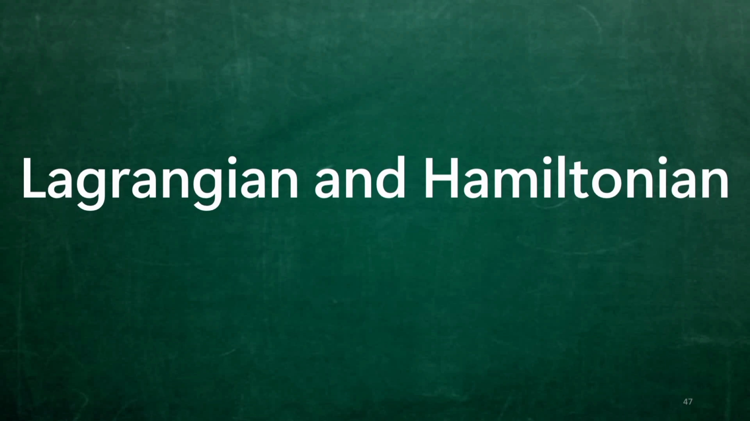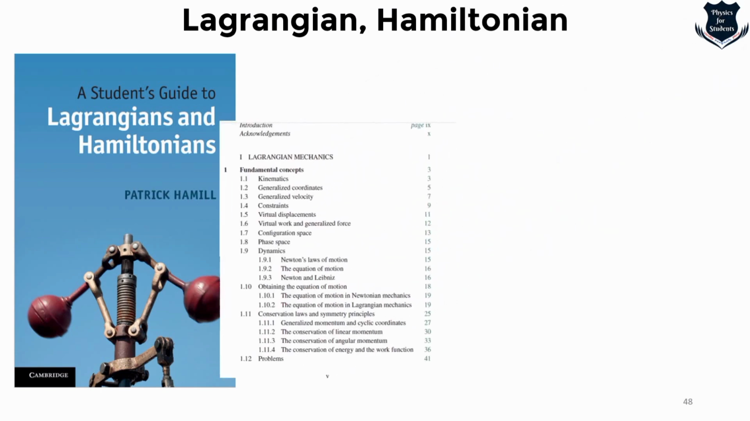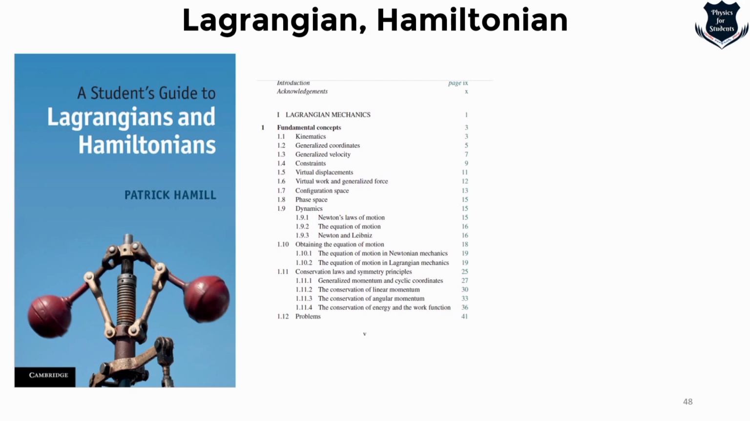The next one and the last one would be the Lagrangian and Hamiltonian. A huge number of books are available in the market. However, I have selected this one: A Student's Guide to Lagrangian and Hamiltonian by Patrick Hamill. It is an absolutely wonderful book. Again, it assumes nothing and it starts right from the beginning.